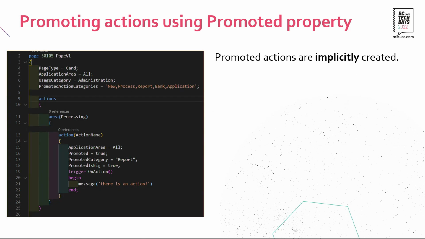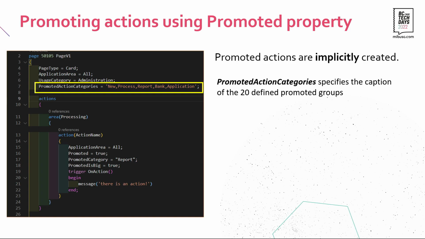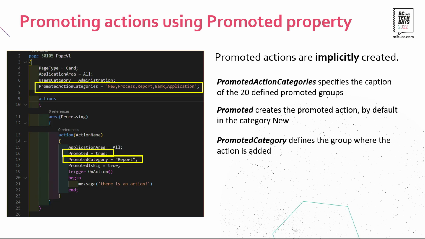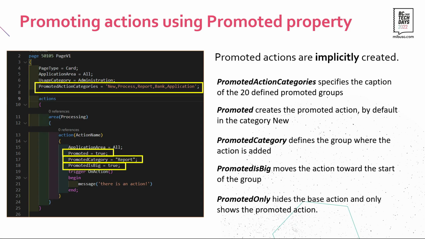And in AL code, this is how it used to look. So you could change the caption of the promoted categories using this property. And to promote an action, you had to set the promoted property to true. And by default, a promoted action goes into the new category, but you can change that using this promoted category property. And we also have this promoted is big, which was a legacy property we inherited from the Windows client's ribbon UI. And you could use this to change the ordering of actions. And we also have promoted only, which was the property used to show actions only on the left-hand side.